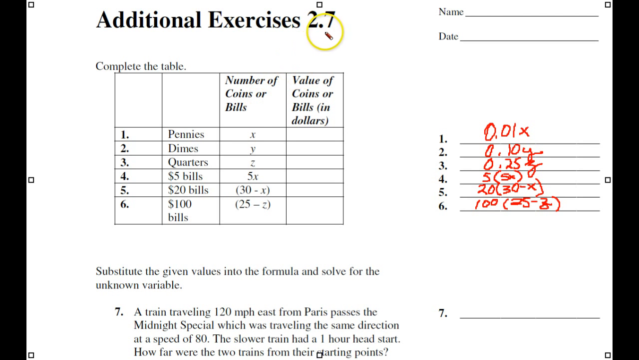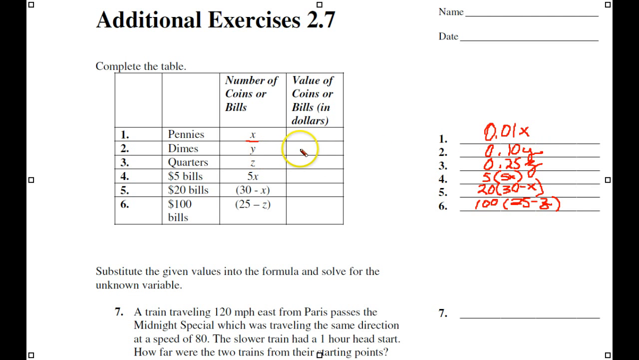Going on now to section 7, another little bit on word problems. I like this table. What they're asking us to do is, if we have this many pennies, how much would it be worth in terms of dollars? Well, each penny is 1/100th of a dollar, so 0.01 times x.